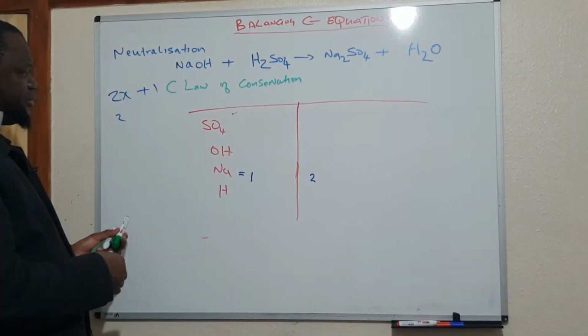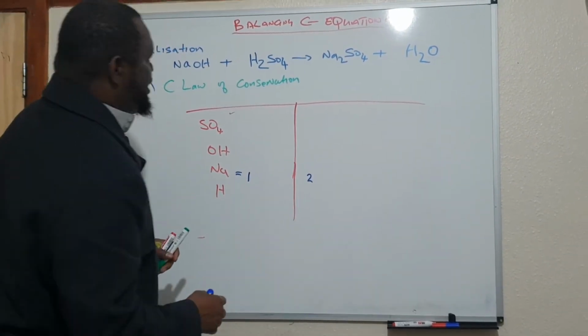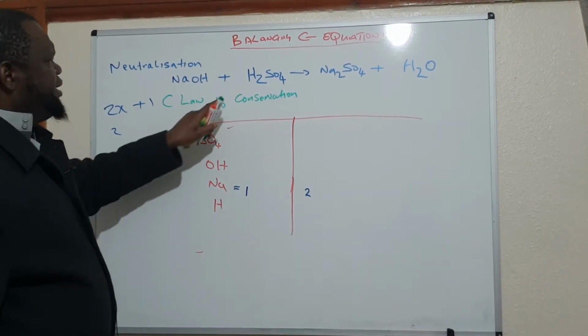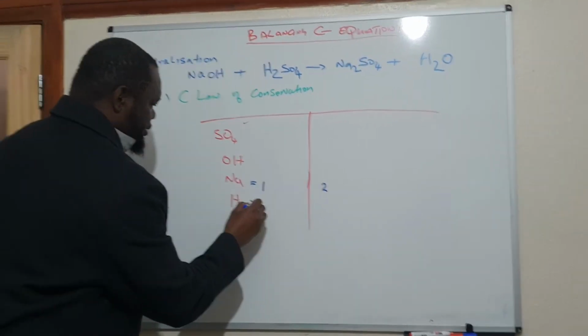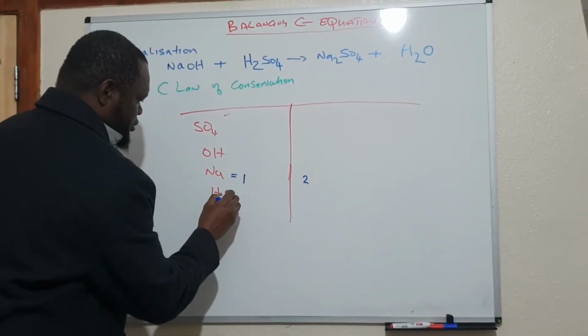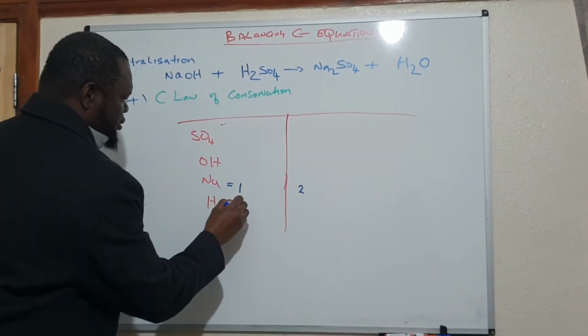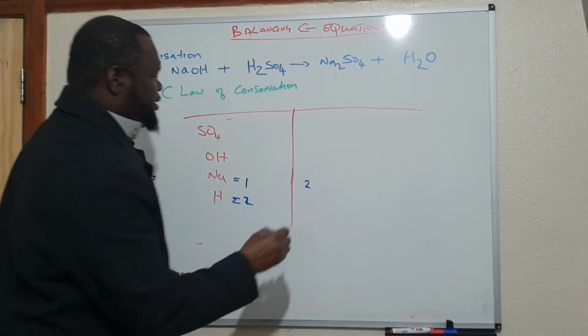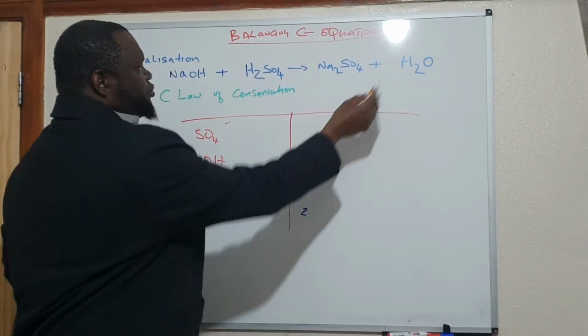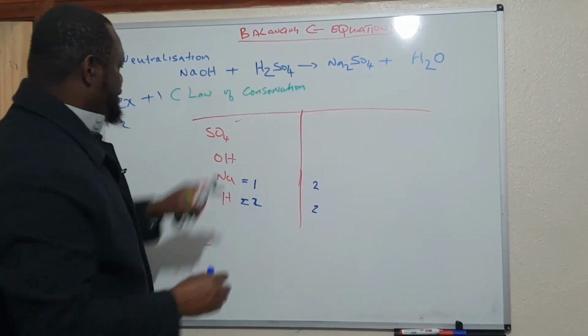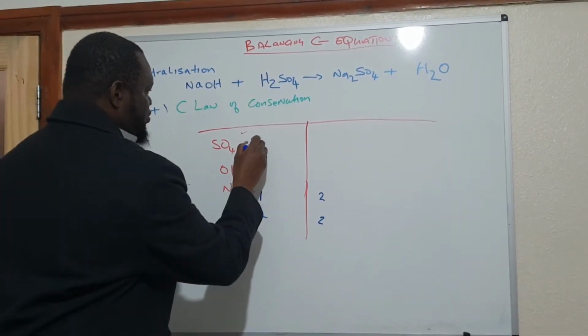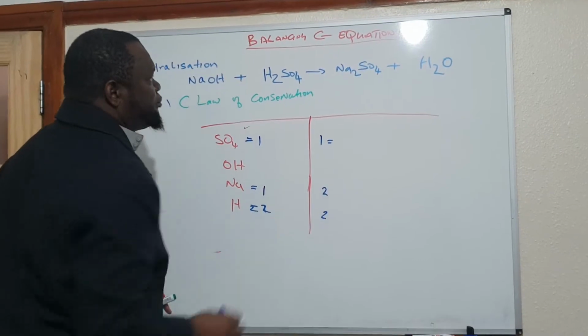So therefore, we must look here. For hydrogen, we have 2 hydrogen here, and we have 2 on this side. 2 hydrogen in it. SO4, we have 1 and 1. SO4 is 1 on this side and 1 on that side.